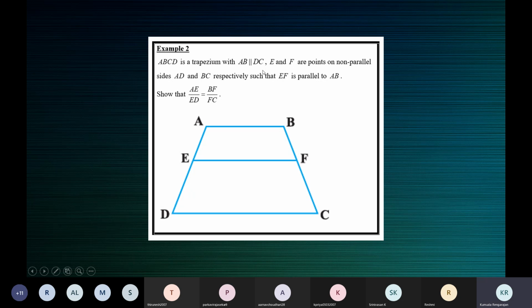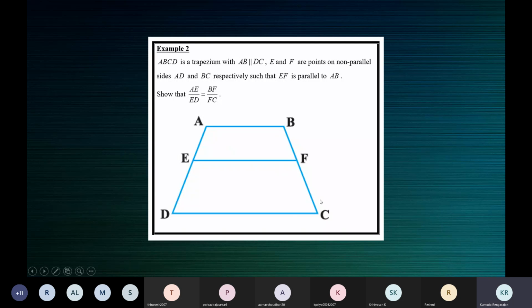Yes, so AB is parallel to DC, right? AB parallel to DC is given, and AB is parallel to EF. So these two lines, DC and EF, are parallel to the same line AB. So they are parallel to one another. That is, DC is parallel to EF, which means all the three lines are parallel to one another.